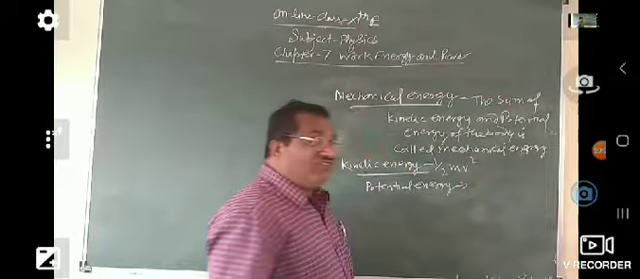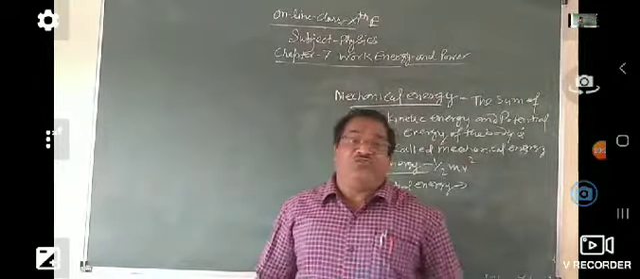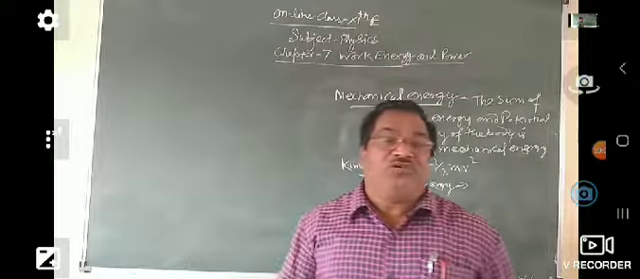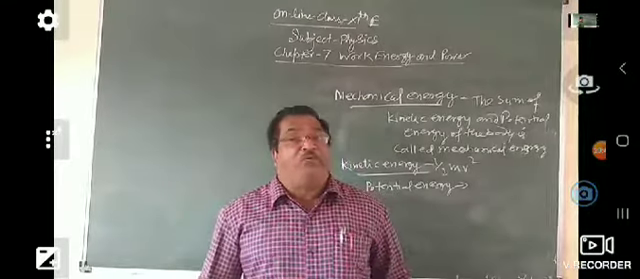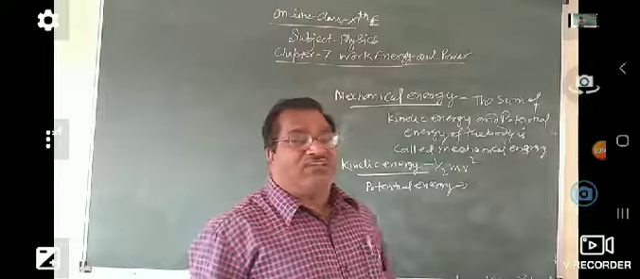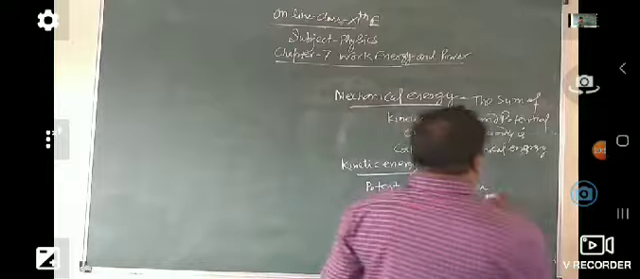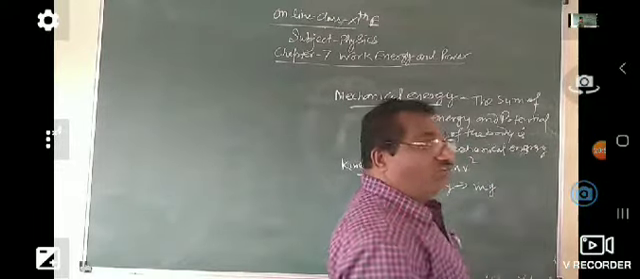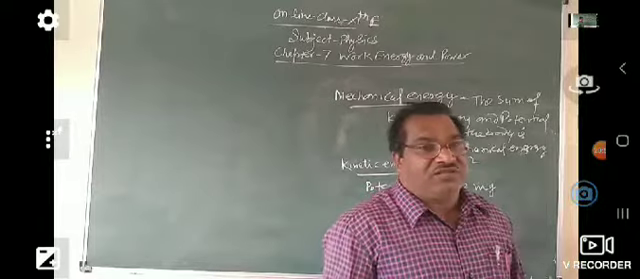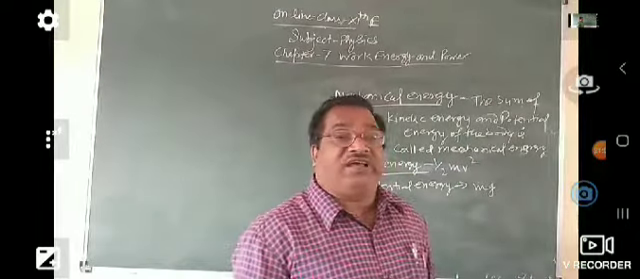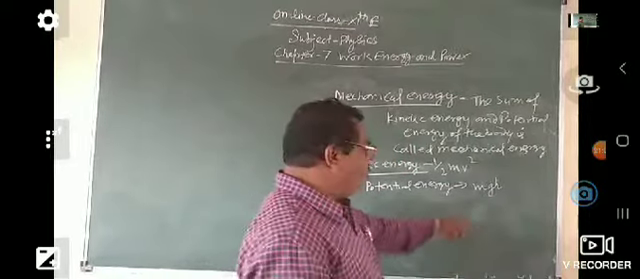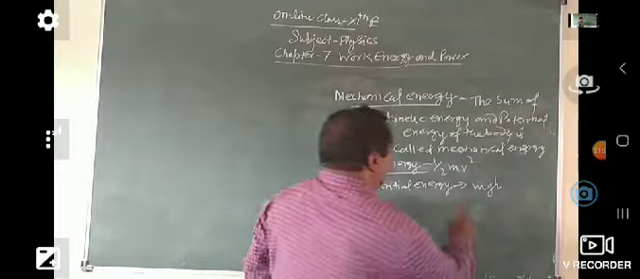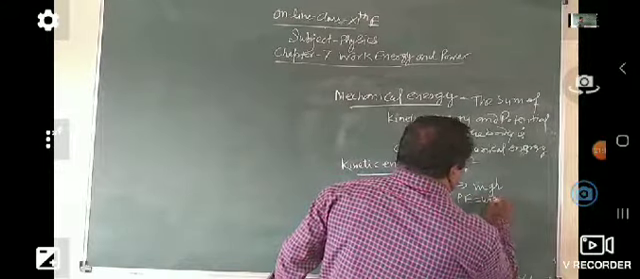And potential energy. The potential energy is stored in the body due to its change in position, due to its change of state. So this type of energy is called potential energy, and if the mass of the body is small m, the acceleration due to gravity is g, and the displacement, that means the distance traveled by the body, is h, then potential energy is calculated using the formula PE equals mgh.